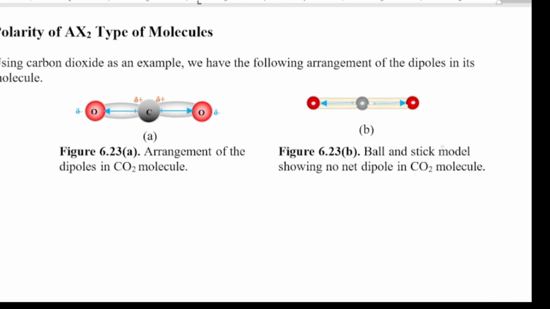So anytime you have a linear molecule like that, AX2, there's no lone pair there.